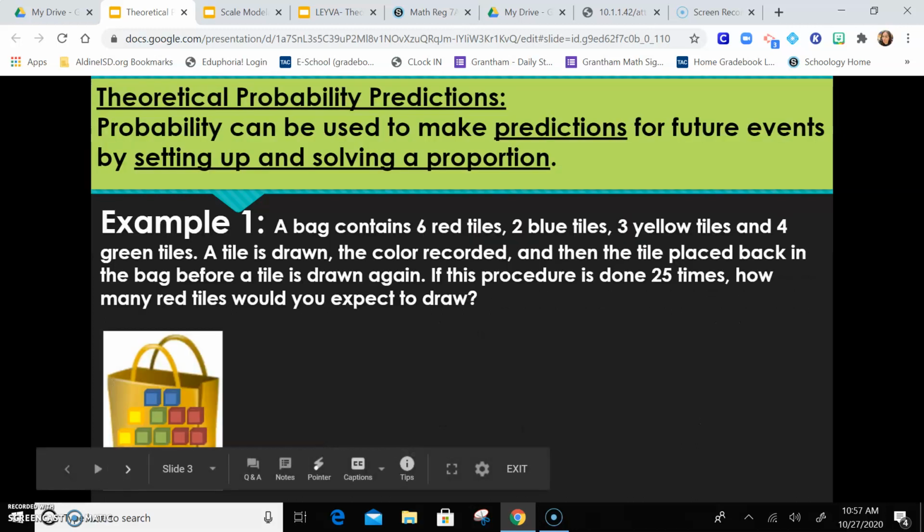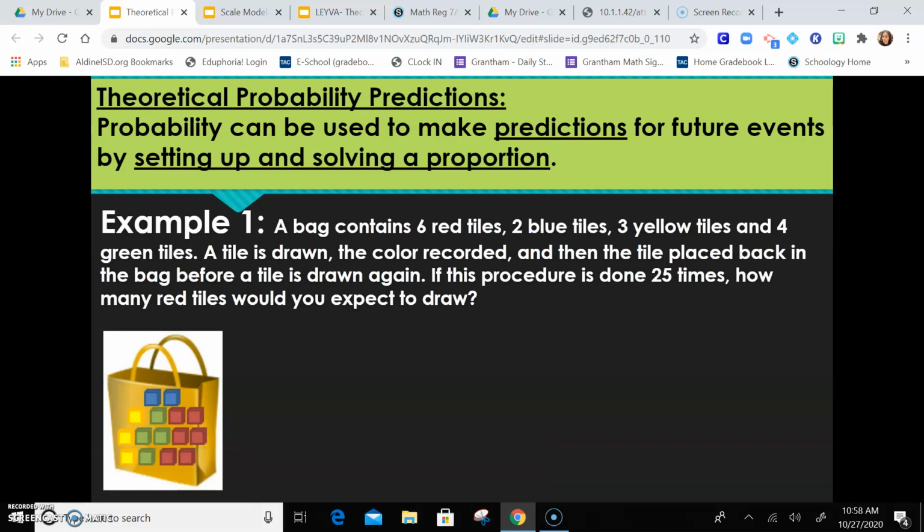So just a reminder from yesterday, theoretical probability predictions. Basically, probability can be used to make a prediction for future events. And the way that we do that is we set up and we solve a proportion. So let's go ahead and get started on example number 1.